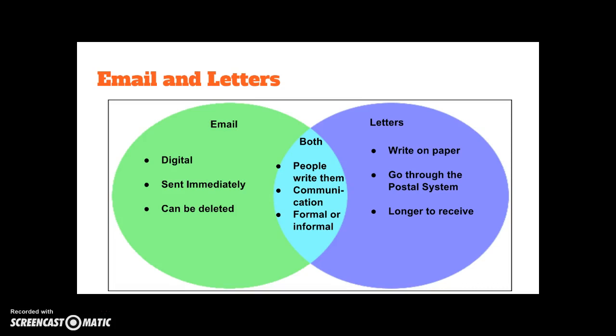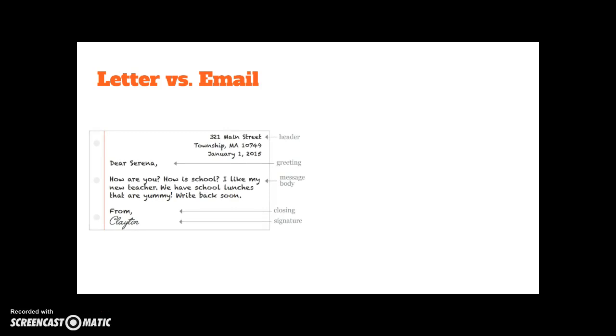And an email can be deleted. And in letters, it takes a longer time for us to receive them. So a letter versus email, what do they look like? In a letter, we usually have a header, which is the address of the person and the date. We have the greeting, which is saying hello to the person you're writing to. We have the body, or the message, which tells why we are writing the letter. And we have a closing, with our own signature.